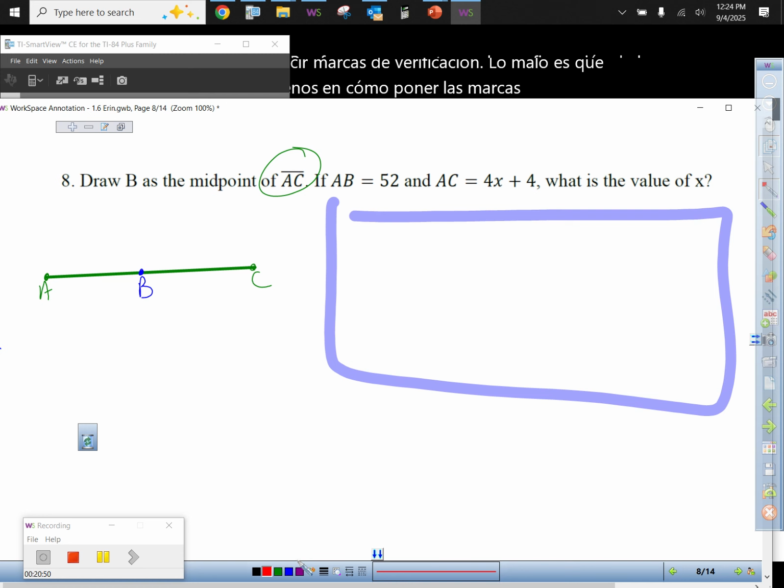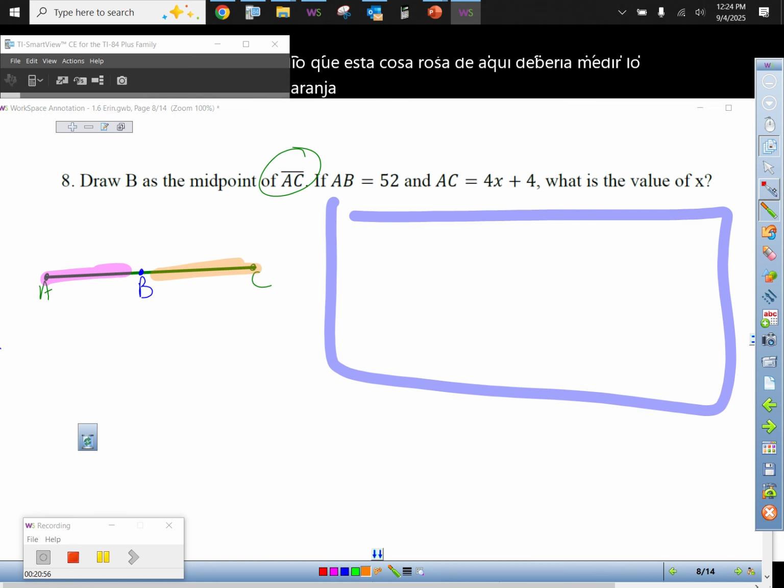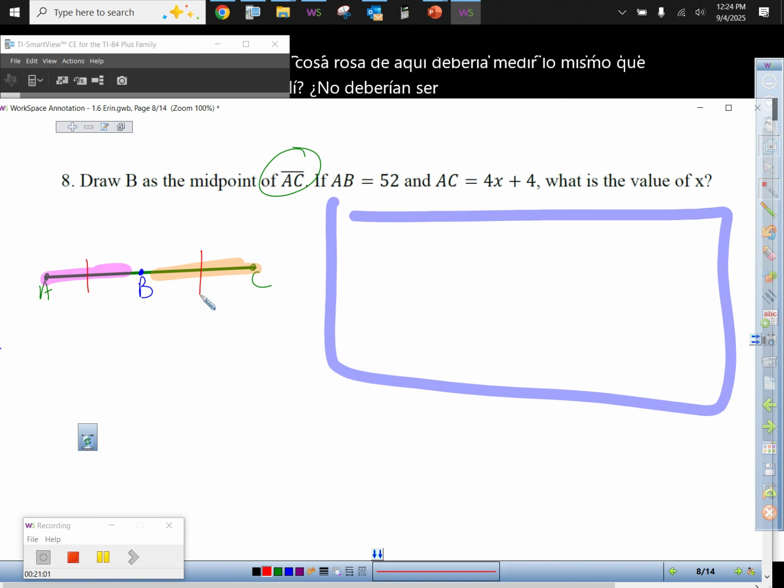Doesn't the midpoint mean that this pink thing right here should measure the same as that orange thing right there? Shouldn't those be the same? So what you do is you put a tick mark in the middle of the pink and you tick mark in the middle of the orange, right? You mark those the same. Rock on?